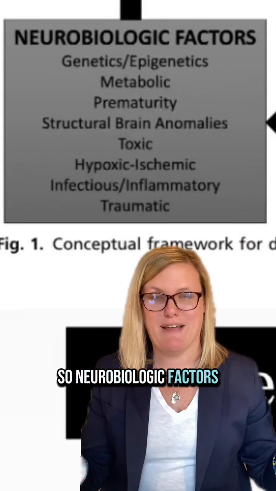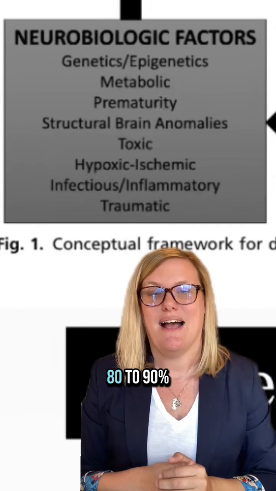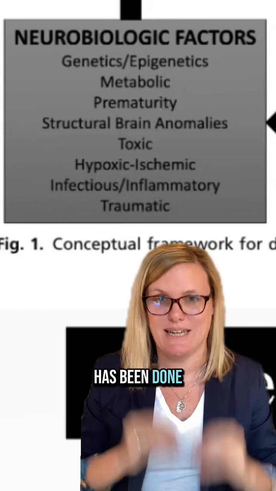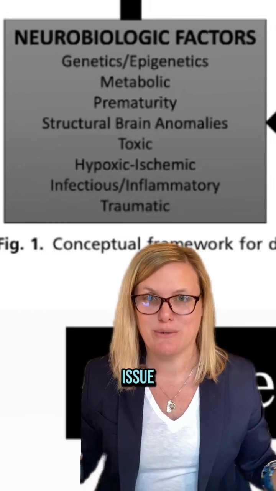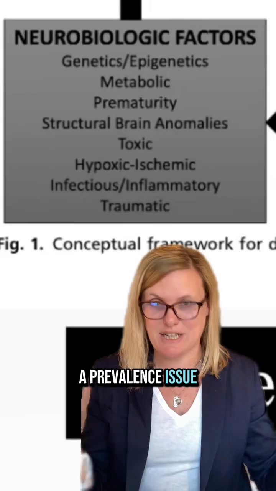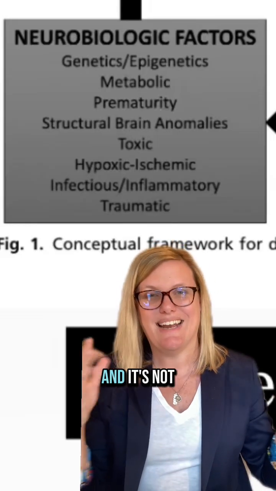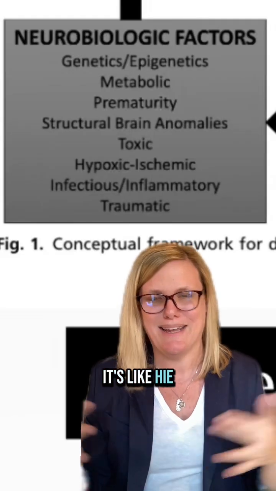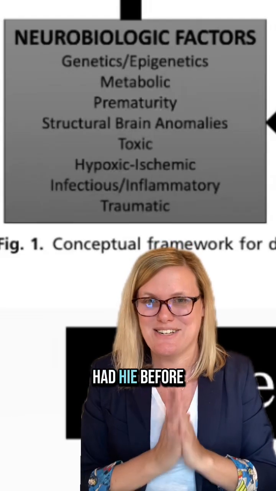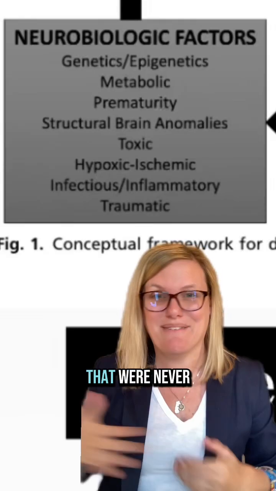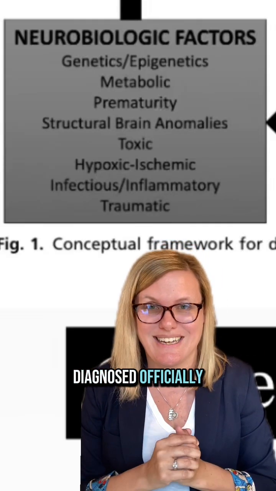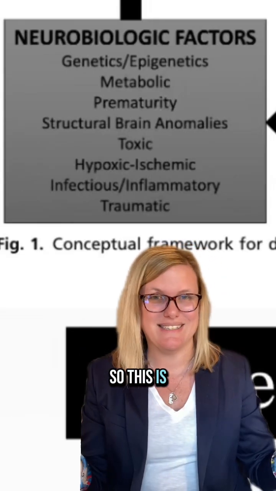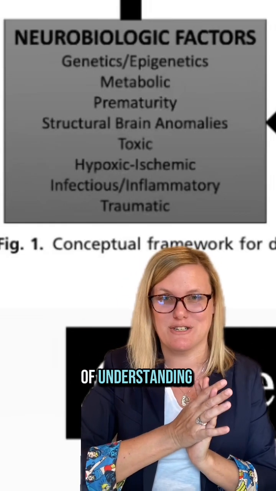So neurobiologic factors, you're going to see above there, 80 to 90% of autism has been identified because there's global data that has been done on this. This is not just a United States issue. This is a prevalence issue around the world. And it's not really that we just know more, it's that we test more. It's like HIE. There's a lot of kids that had HIE before cooling that were never diagnosed officially because they didn't have a therapy and an intervention for it. So this is, again, kind of a concurrent pathway of understanding.